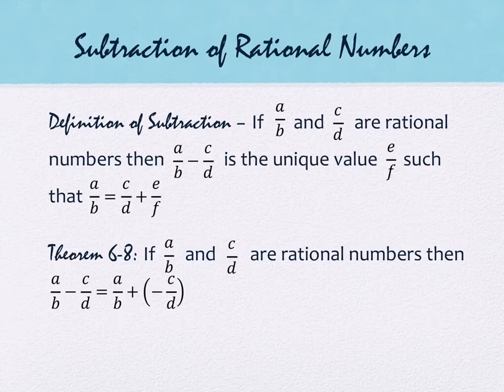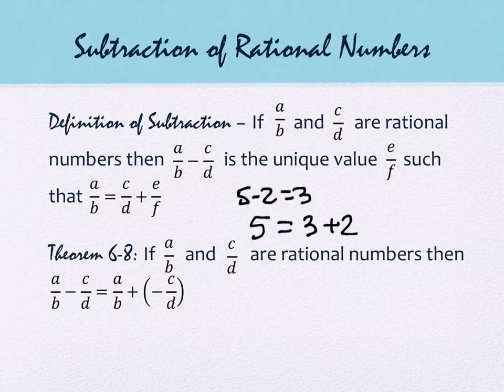So let me just show it to you with some whole numbers because I think it's easier to see why it works. The reason that 5 minus 2 is 3 is because 5 is equal to 3 plus 2. And that's all that definition is saying, is that this value over here that it's equal to is what happens when you add that value to the other side. That's showing up that way.